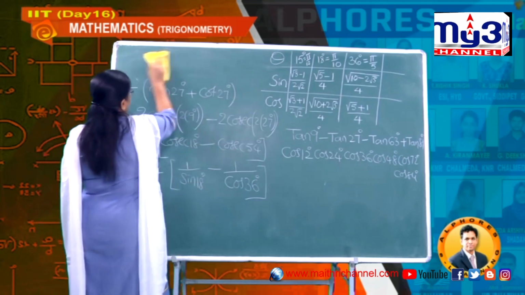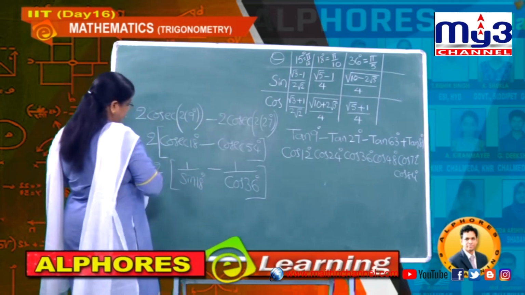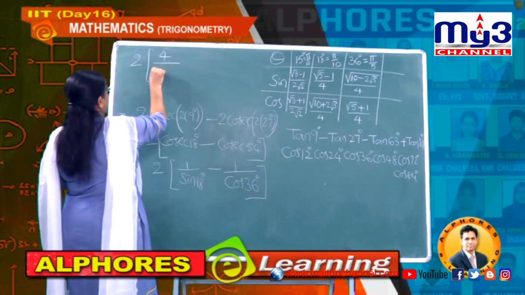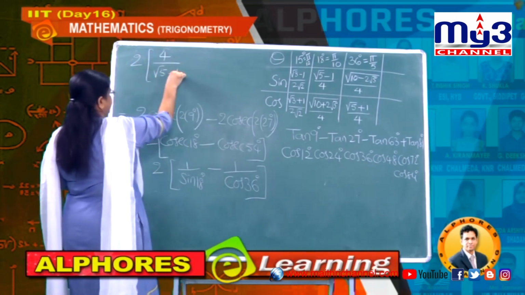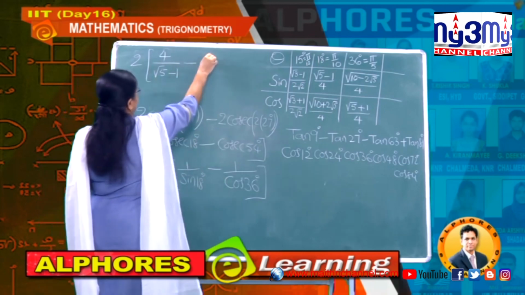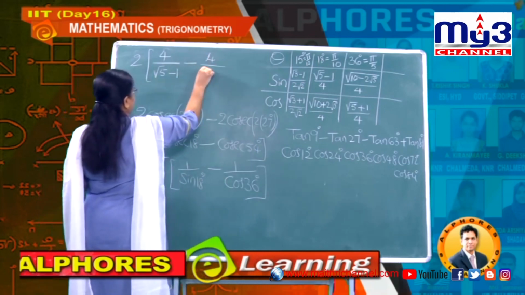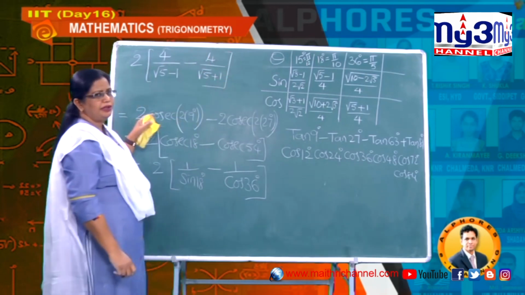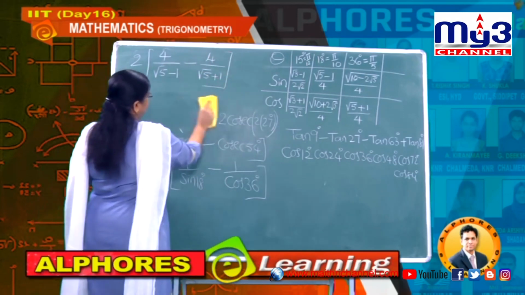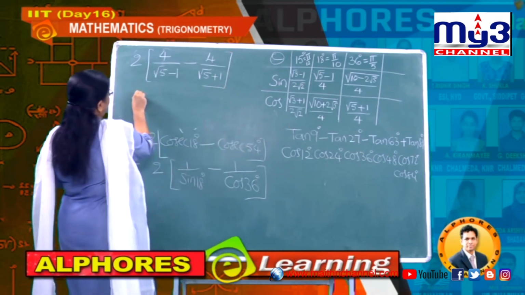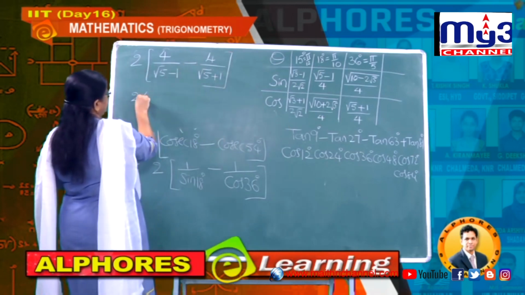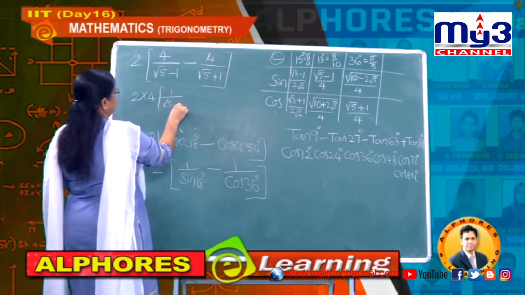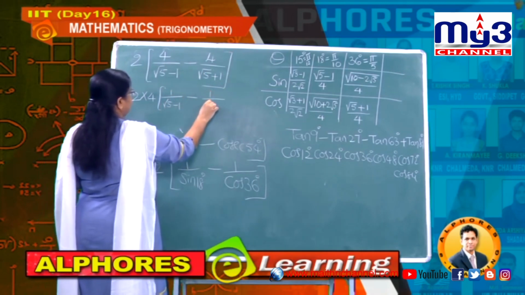And now let us substitute the sin 18 value and next the cos 36 value. Then what will happen: sin 18, take the reciprocal, so 2 times 4 divided by (root 5 minus 1), and next this is minus again 4 divided by (root 5 plus 1), and now take LCM and simplify. If I take LCM, 4 also let us take common, then it is 1 by (root 5 minus 1) minus 1 by (root 5 plus 1).